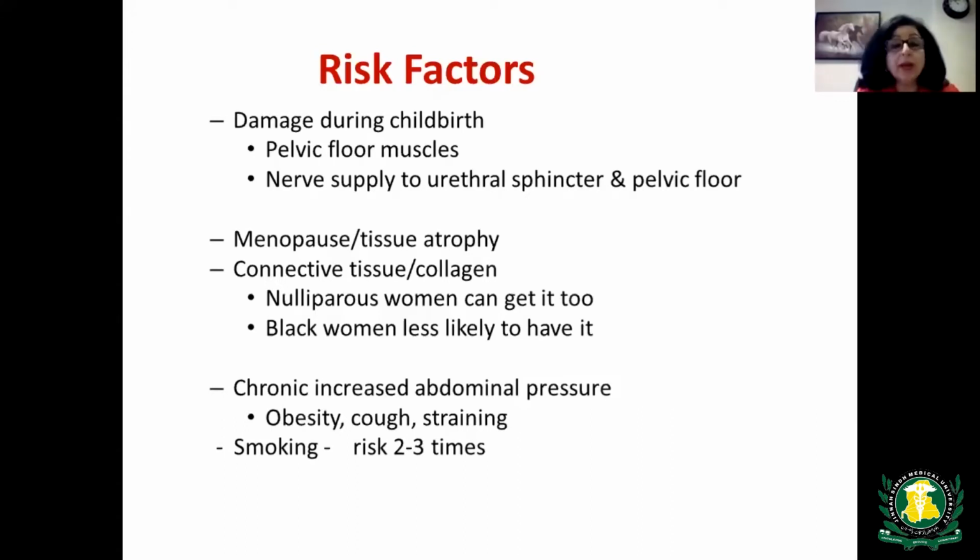With age, why does the incidence increase? It is because of the atrophy of the tissue due to the lack of estrogen receptors. In menopause, which is the cessation of a woman's reproductive life, there will be less estrogen and hence the tissue elasticity is lost, which may cause the breakdown of the tissues, resulting in incontinence. And then connective tissue or collagen problems.